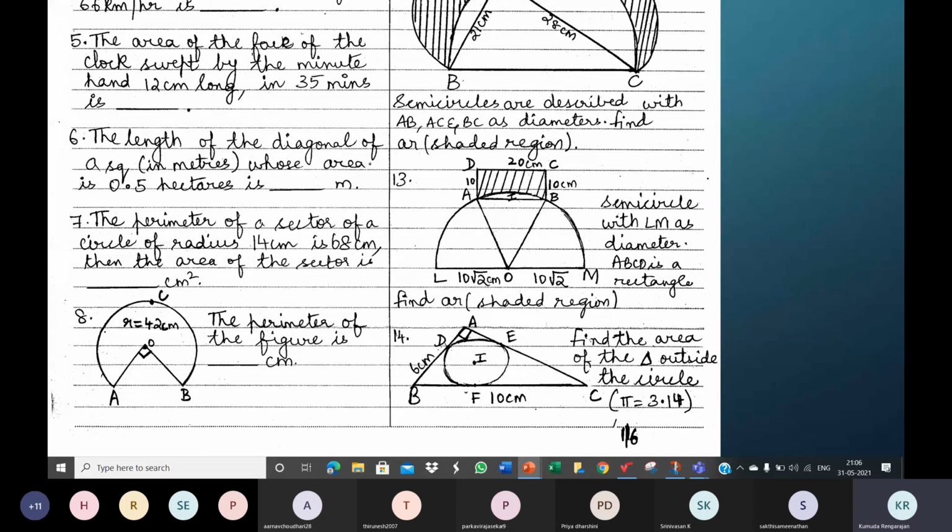So now that you got the radius, area of the triangle minus area of the circle will give us the area of the triangle outside the circle.